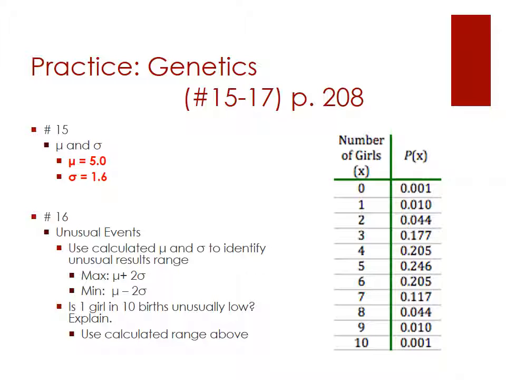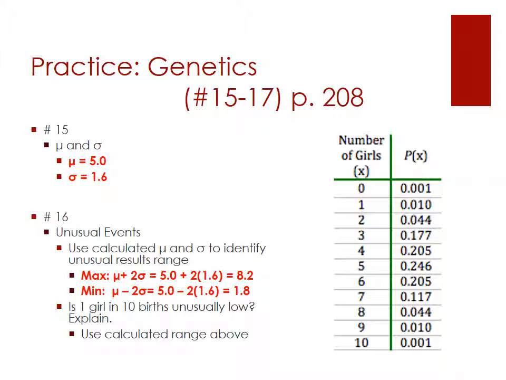Now, our next question, number 16, is asking us to look at unusual events. In order to answer this question, we're going to have to calculate the usual range, so what's the maximum and the minimum range. And as you can see, you've got your formula right here, so your maximum is literally your mu plus 2 times the standard deviation, and your minimum is going to be mu minus 2 times the standard deviation. So pause the video here. Again, take these numbers, plug them through the formulas to get your own maximum and minimum value, and then once you have that, turn the video back on to check those answers together.